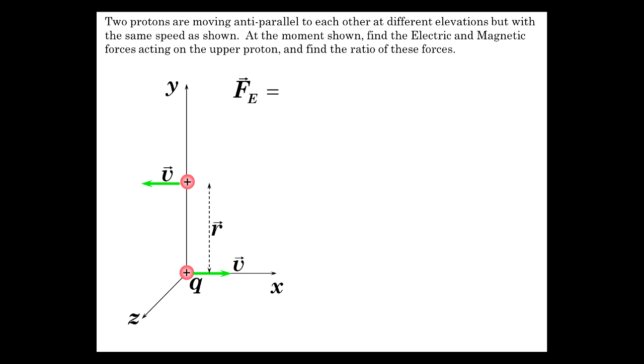The electric force between these two charges is kq over r squared. I'm sorry, qq over r squared, and the q's are the same. So there it is. Now, that force is directed this way, just because opposites attract, likes repel.